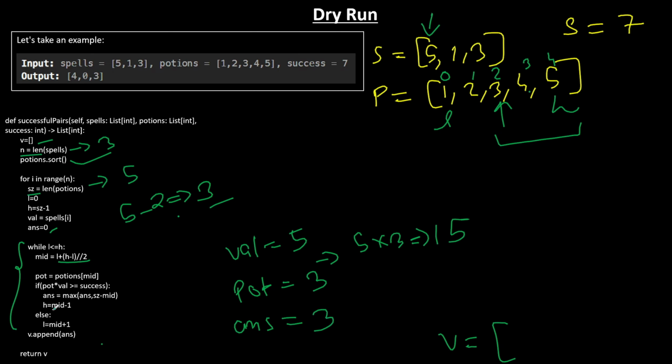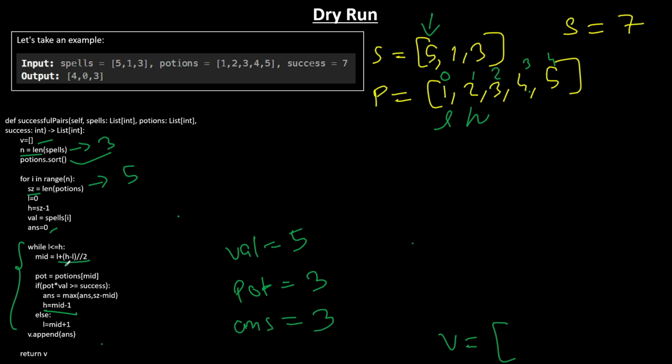After that, we will reduce the subspace. Now h will become mid minus 1. Mid was how much? 2, right? So it will come here, mid minus 1. We'll start again. Now we'll come here again. We will calculate the values again. It is 0 plus (1 minus 0) divided by 2. So this results in 0. Mid value results in 0. Okay. Now what happens after that?